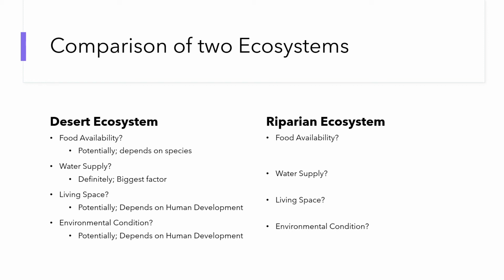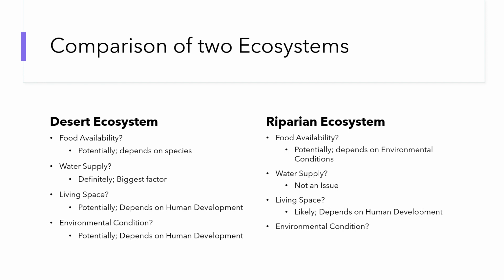Riparian ecosystem. Food availability might be a factor there, but mostly with a riparian ecosystem, it depends on the environmental conditions. How polluted is it? How destroyed is it? What's living there? Because the food is going to be generated based off of the plants that grow there. And if there's no plants, because of the environmental condition, there's no food. Water supply is not going to be an issue within a riparian ecosystem. Because if it's designated as a riparian ecosystem, it's going to have plenty of water. So we're not going to have to worry about water supply in a riparian ecosystem.